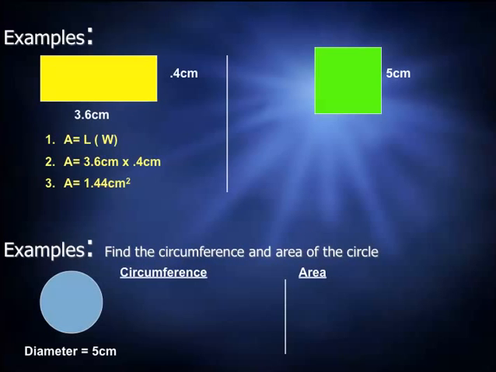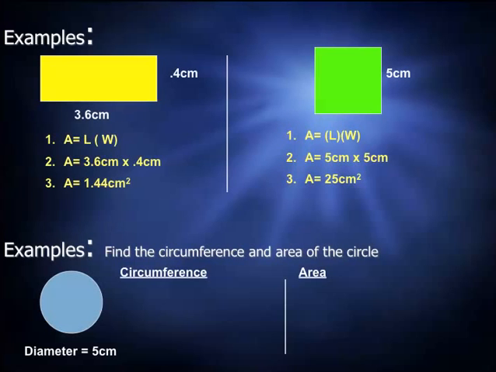Okay, how about this square? What's my first step, Donovan? Length times width. Area equals length times width. Second step. We're going to substitute the variables, 5 times 5. Yup, 5 centimeters times 5 centimeters. Finally, my last step here, Matthew, you get the answer, which is 25 centimeters squared. 25 centimeters squared.